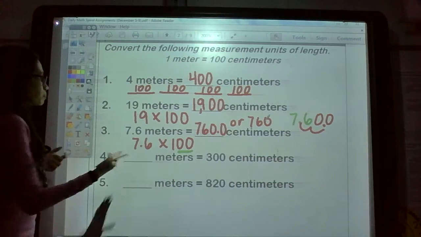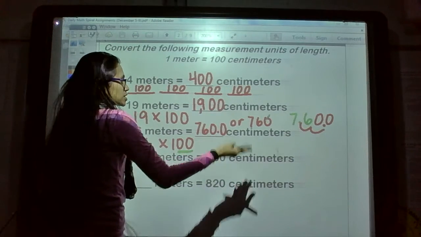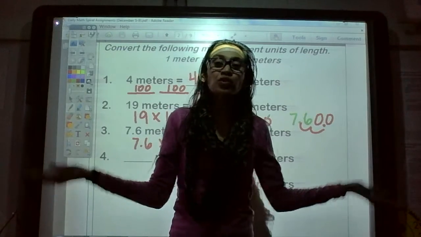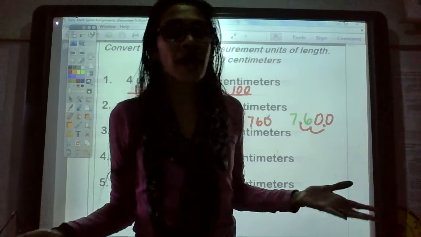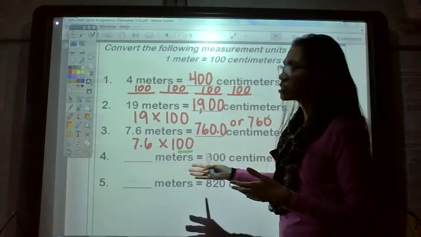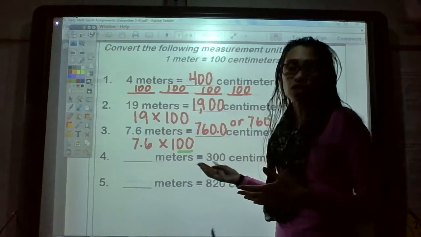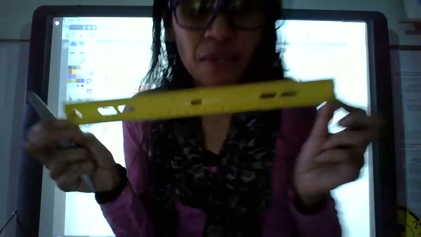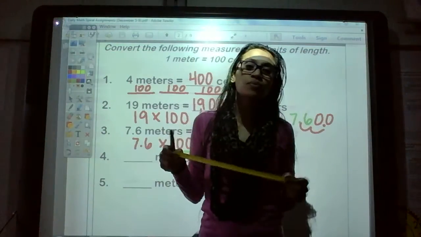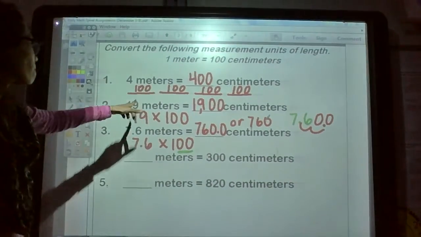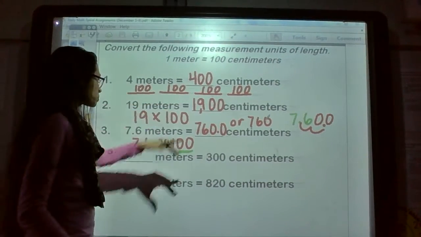The next one says blank meters equals 300 centimeters. Whoa! What happened here? It's reversed. We're going to do it backwards. So instead of giving you the meters, I gave you the centimeters. So 300 of these, but I only have 30. That means we need more. Now, you can figure it out. Look right here. Same thing we'll do up here.